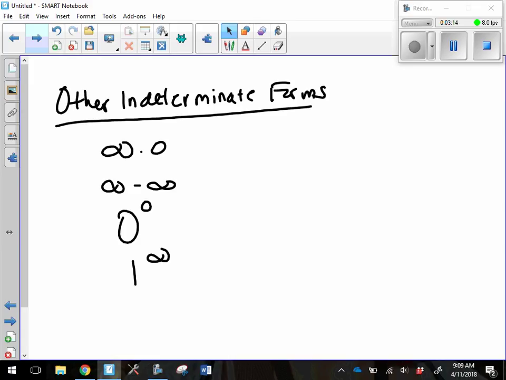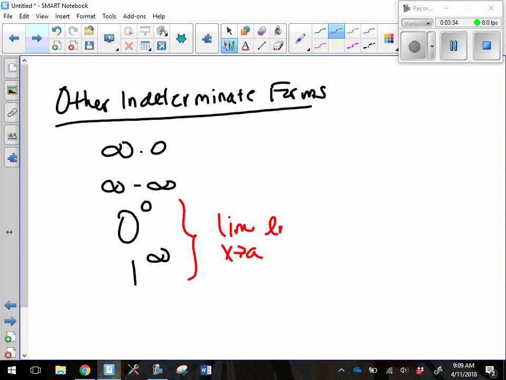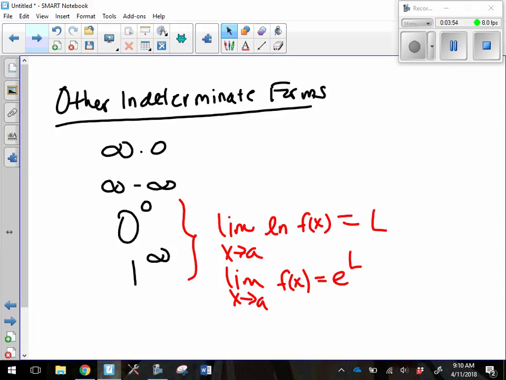So for instance, in these situations down here, where we've got some kind of real number raised to 0 or infinity, what we're going to do is we're going to rewrite things and solve the limit as x goes to a of the natural log of f of x. And if that's equal to some limit L, then as we'll see, that means that my original limit is going to be equal to e to the L.